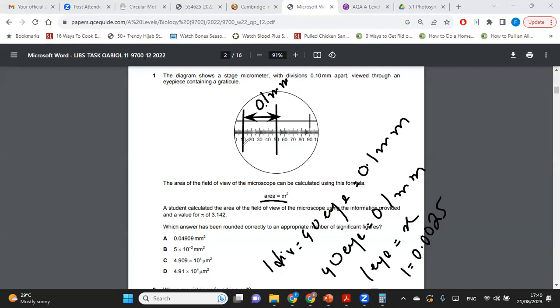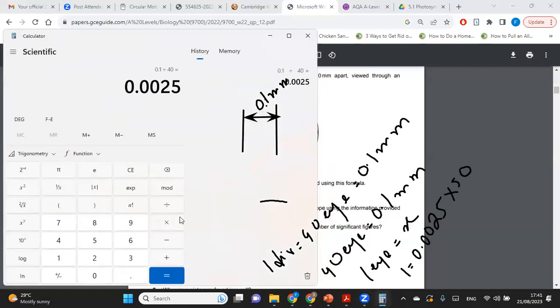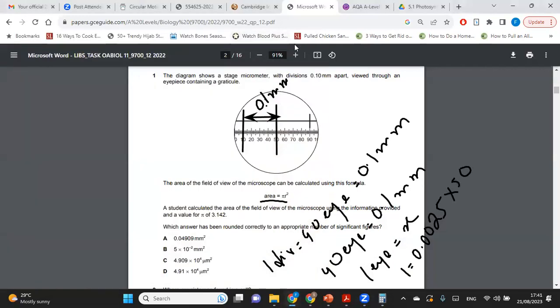Now, the formula is pi r squared, where r is the radius. We know that. So the radius is going to be from 0 to 50, right? To the center of the circle. So 0 to 50. So multiply this by 50 to calculate our radius. I'm going to multiply 0.0025 by 50, and that gives us 0.125 millimeters. Remember, units are really important. 0.125 millimeter. Then we are going to use our formula pi r squared. Pi is 3.142. So let's do the calculations.